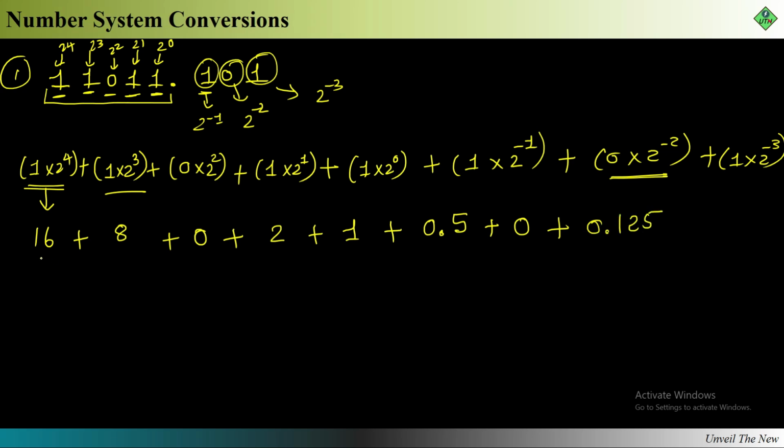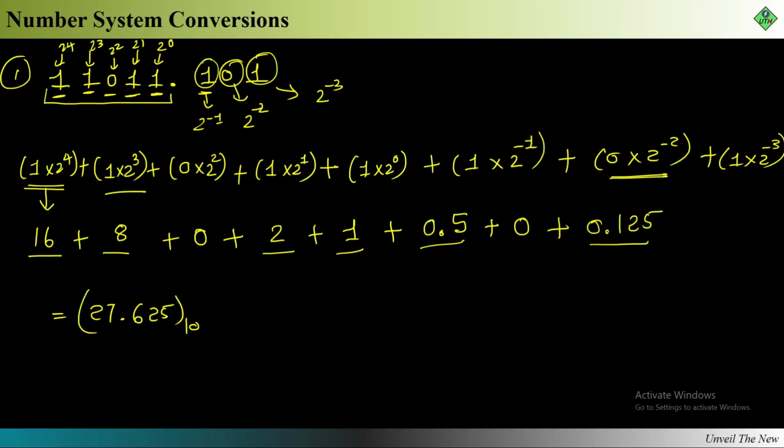So let's add everything. 16 plus 8 is 24. 24 plus 2 is 26. 26 plus 1 is 27. 27.5 and 27.625. So our final answer is 27.625. So this is our decimal of the binary 11011.101. I hope you understand this example perfectly.